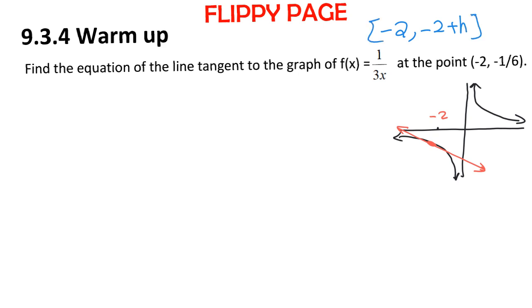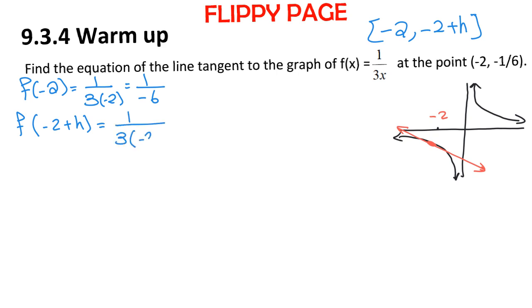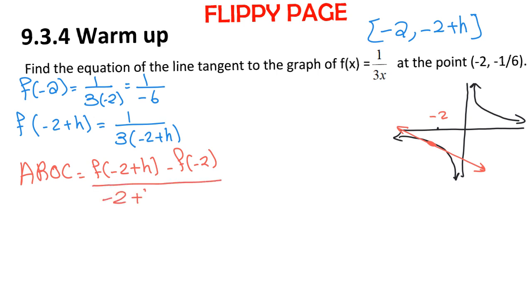So I'll start with my information by trying to find f of -2, which is 1 over 3 times -2, which is equal to 1 over -6. It's already there in my point, but also I want to find f of -2 plus h. And that's equal to 1 over 3 times -2 plus h. Now from there, I can get to my average rate of change. So my average rate of change is equal to f of -2 plus h minus f of -2, all divided by -2 plus h minus -2.